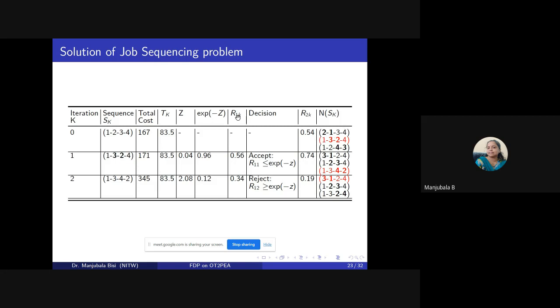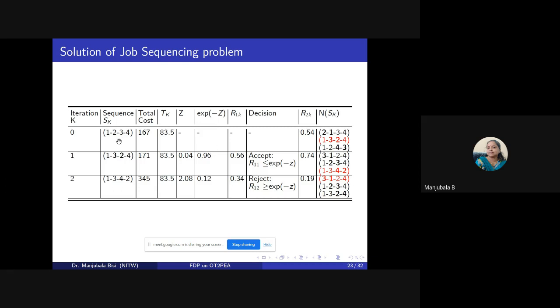And this R1k is the random number you have to generate for every iteration to determine whether you accept the inferior solution or reject it. So these are the uses of these 2 random numbers. The decision means whether you accept the next solution or reject it. And this exponential minus z, right? This is the acceptance probability that I told you, exponential of minus z by t, that value.